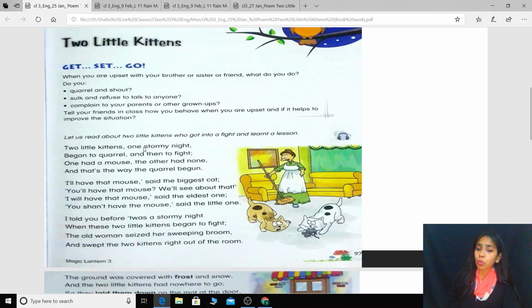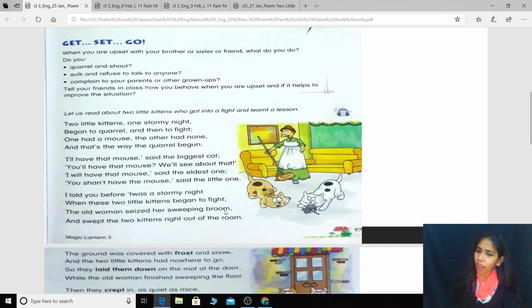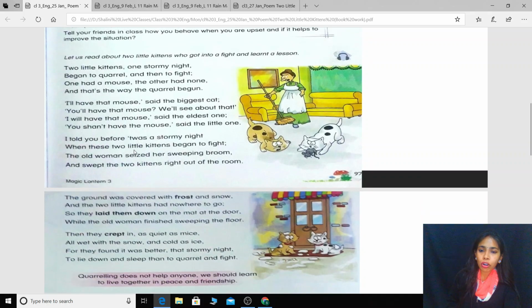Two little kittens one stormy night began to quarrel and then to fight. One had a mouse, the other had none, and that's the way the quarrel began. I'll have that mouse, said the biggest cat. You'll have that mouse? We'll see about that. I'll have that mouse, said the eldest one. You shan't have the mouse, said the little one. I told you before, 'twas a stormy night when these two little kittens began to fight.